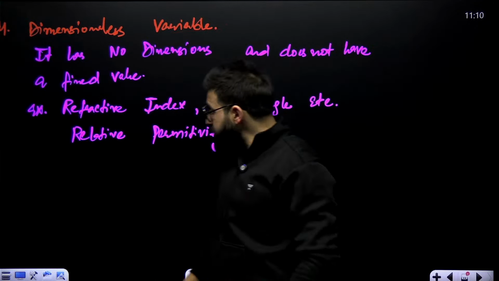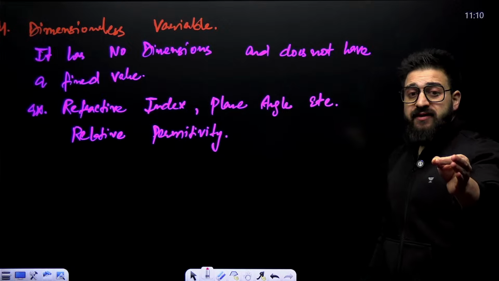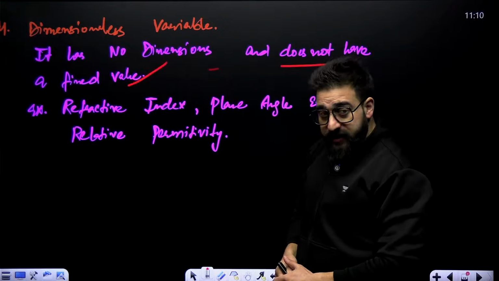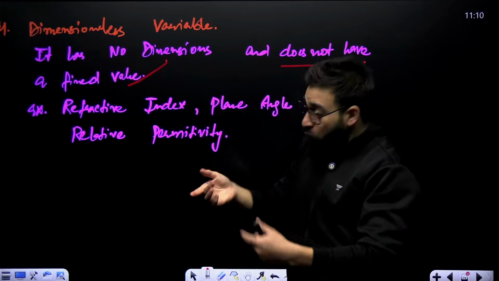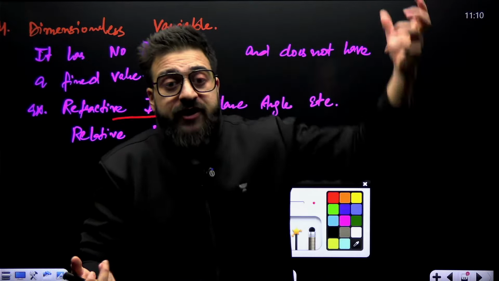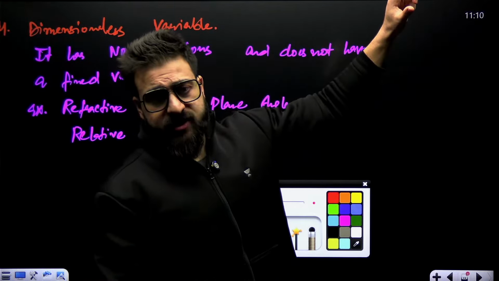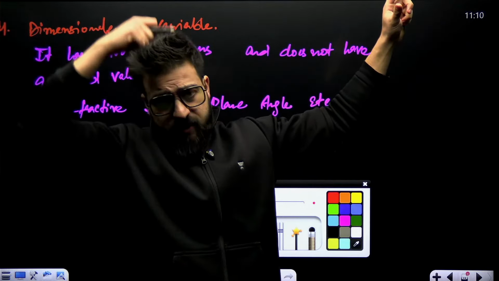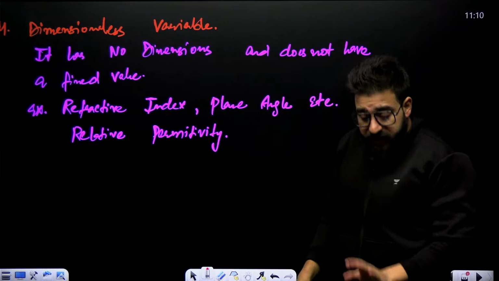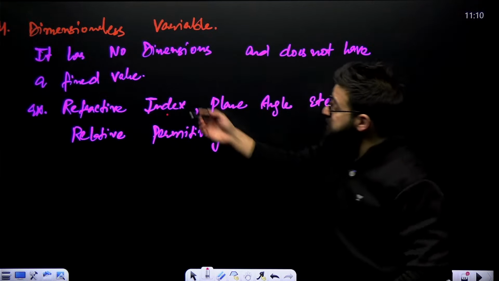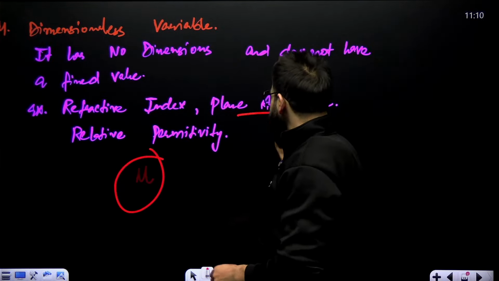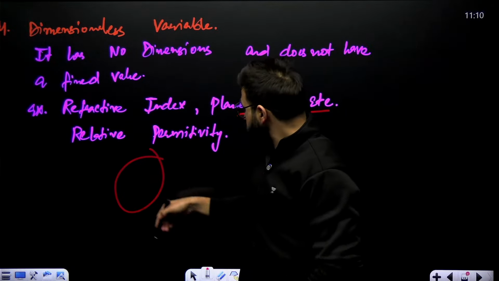Those variables which have no dimensions and do not have a fixed value. Refractive index. We say for different mediums, refractive index is different. Like for air, we take refractive index 1. For any other material, we take refractive index something else, 50, 30, 40. And it is dimensionless. When it comes to the refractive index mu, it's a dimensionless physical quantity. Plane angle, for example, etc.